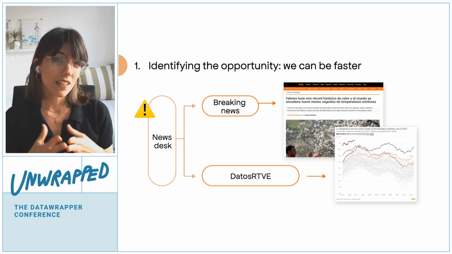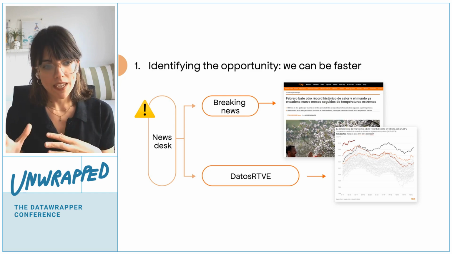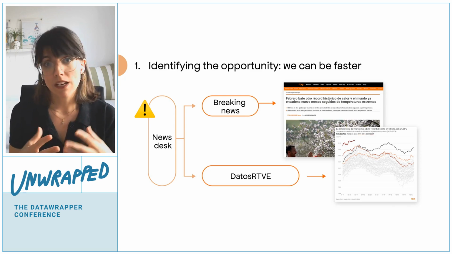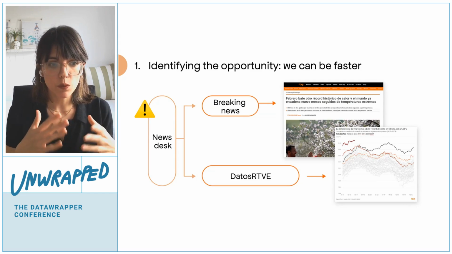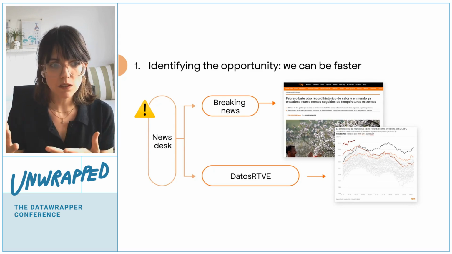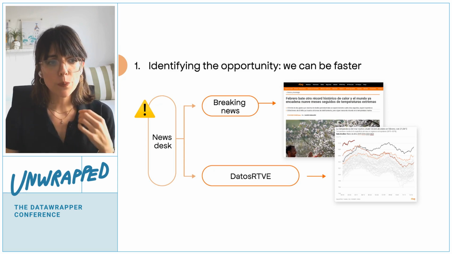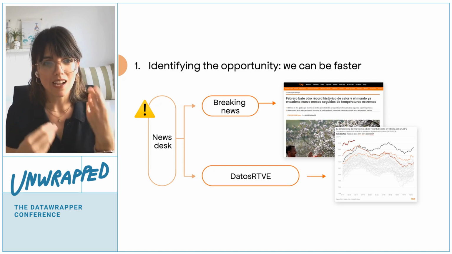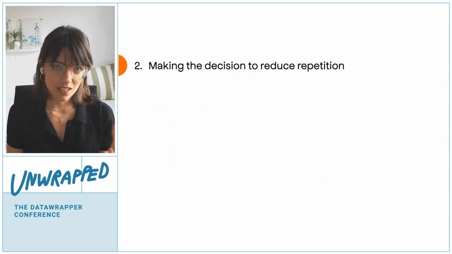So we usually get the alert from the news desk, like, hey, there's some new information about global warming. Then the breaking news team will start working on a first draft piece. In this case, they probably even have some embargoed information. And in parallel, DatosRTVE will be working on the new data once it's available and create the graphic. That's a graphic that we've probably done before. So the news piece with the text and the photos will come out within a few minutes, but in many cases, it will be without the graphic, which will be included afterwards. So we have identified the chance to be faster.